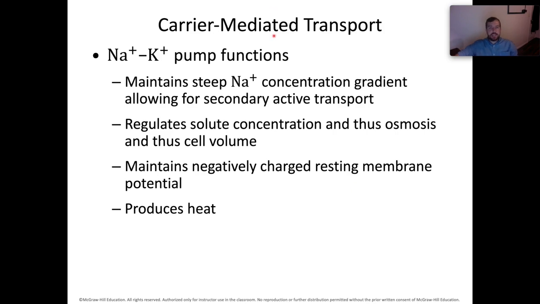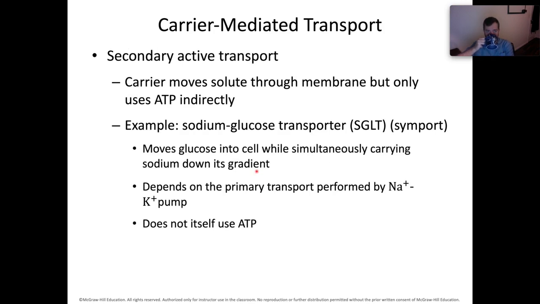So like I said, it maintains the concentration gradient, allowing for secondary active transport. What this does is drive other transport mechanisms, regulate your solute concentration and osmosis, make sure that the resting membrane is negatively charged, and it also produces heat. So you can see now why this thing eats up half of your calories, because it's very, very important for a lot of other processes.